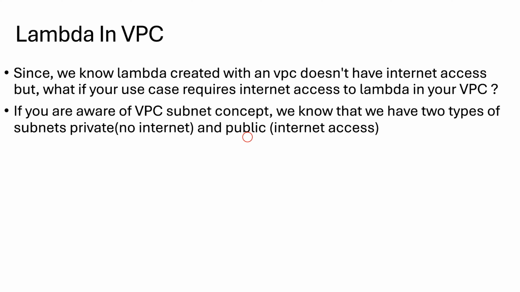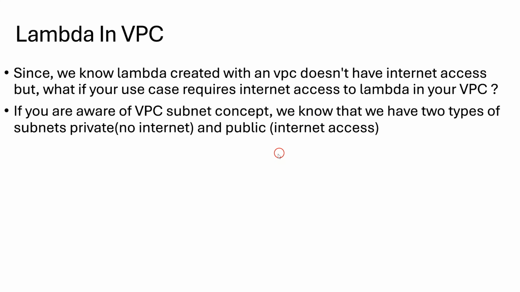If you are aware of the VPC subnet concept, we know that we have two types of subnets. So remember, we have two types of subnets. One is private subnet, and private subnet doesn't have internet access. And the other one is public subnet, and the public subnet should have internet access. So you have two types of subnets, private and public, and private subnet doesn't have internet access, and public subnet can have internet access.